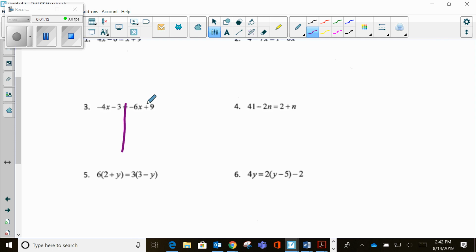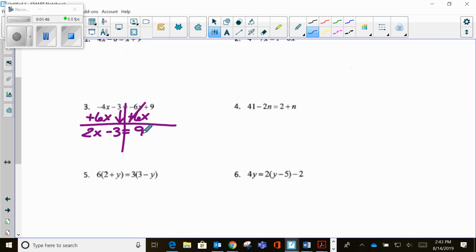I like to move the variables over to the left, but you could move it to the right if you wanted to. I'm going to add 6x on both sides. So then my 6x cancels on the right. I'm going to add 6x to my negative 4x. 6x and a minus 4x is 2x. I'm going to bring down my minus 3 equals 9.